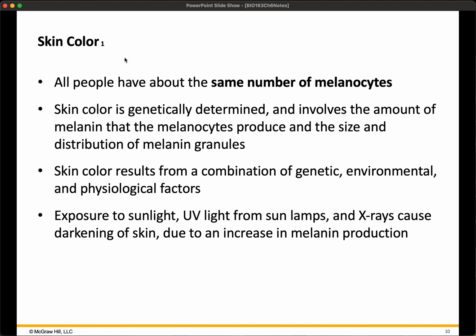Okay, so looking at how skin color is produced a little more in detail. All people, as we said, have about the same number of melanocytes, but it is genetically determined what the actual color will be, and how much of those melanocytes are expressing their color.